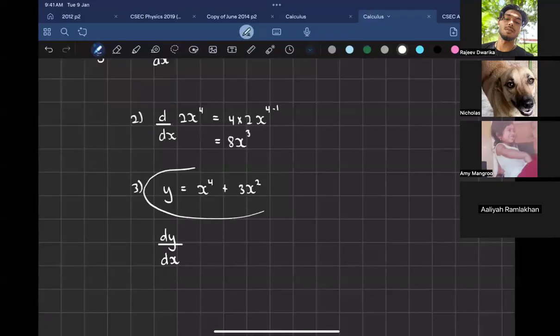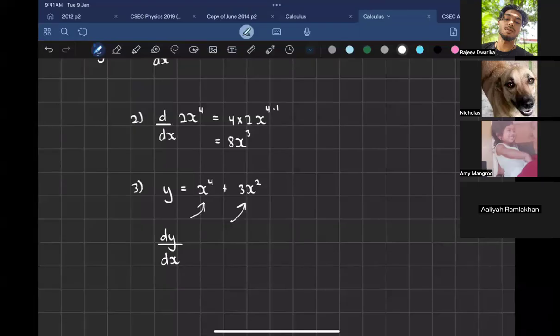Aliyah, what is this? Y is equal to x to the power 4 plus 3x squared. That's what? It's a function. Okay. Do you agree then that different values of x would give me a different answer? Like if I put 1 into the function, if x is 1, what would I get as my answer?